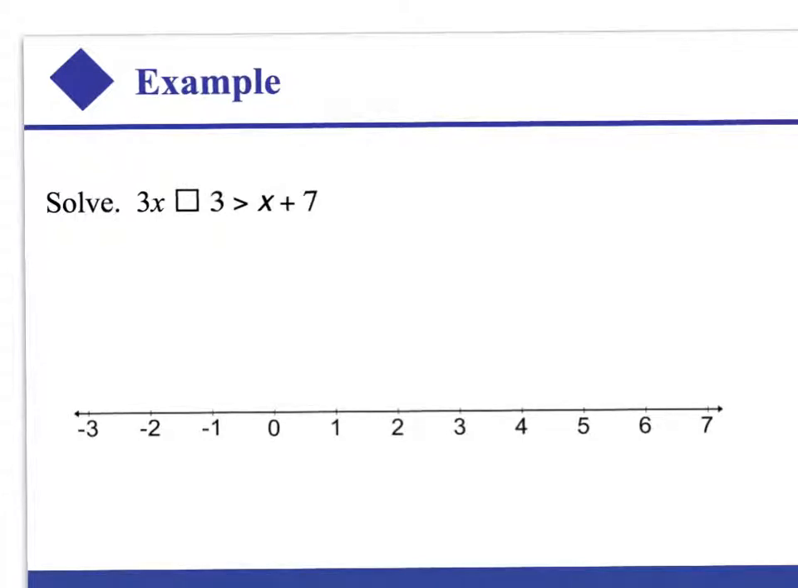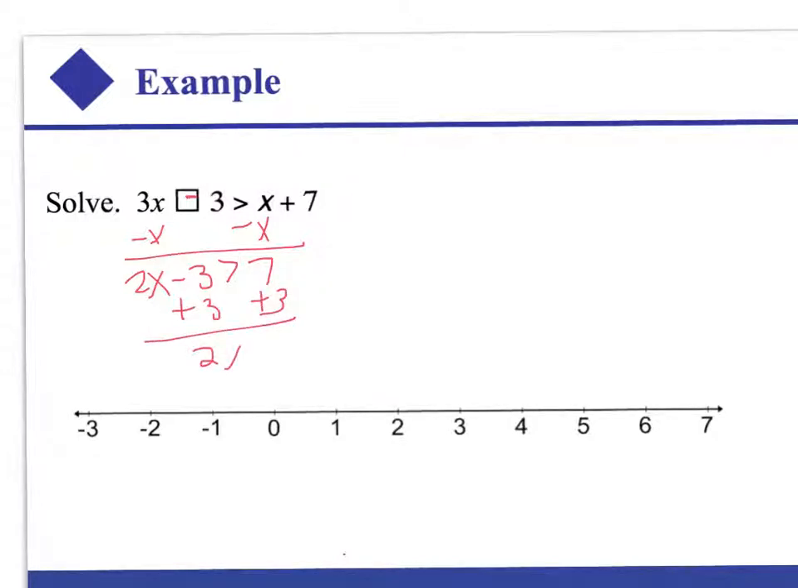This problem is x minus 3 is less than x plus 7. So we're just going to solve it like you normally would. I'm going to add 3 to both sides. Oh wait, I don't normally do that. I move my variable first. So I'm going to subtract x from both sides. So I get 2x minus 3 is greater than 7. I'm going to add 3 to both sides. So now I get 2x is greater than 10.